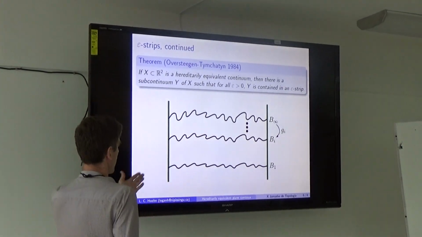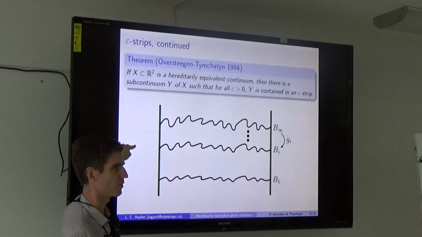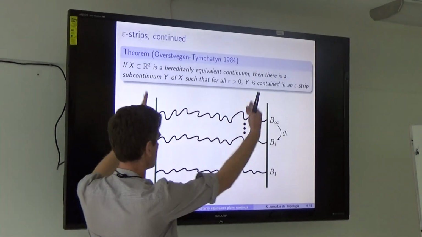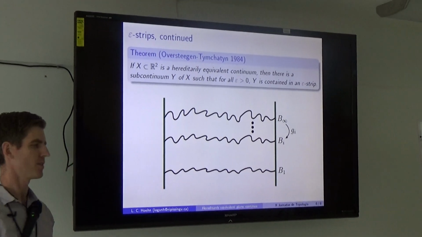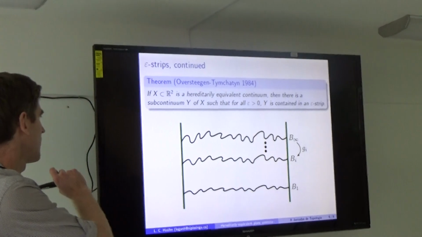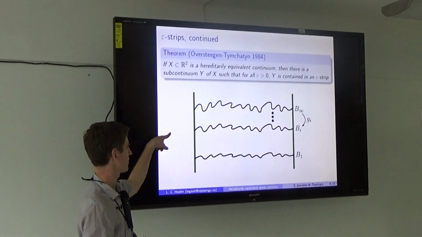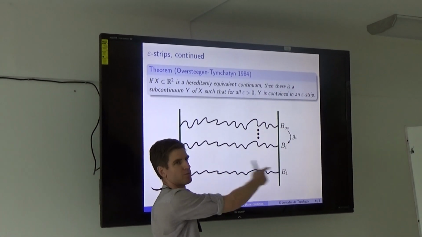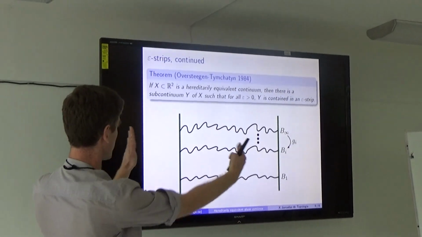And let's assume that X is drawn on this slide, so that it has at least one point over here, and at least one point over here. And then I'm going to cut with these two vertical lines in between. And since X is indecomposable, actually hereditarily indecomposable, it follows that it has to look very, very crooked as it goes from some point over here to some point over here.